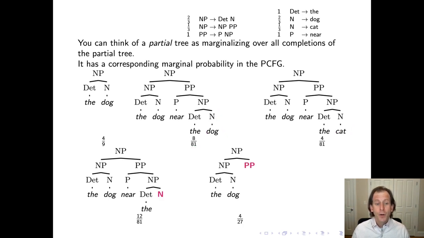And I could do this even one more level. I could actually only rewrite to this level and underspecify all of the infinite number of possible completions of this prepositional phrase, and I would wind up with a probability 4/27, and so forth.